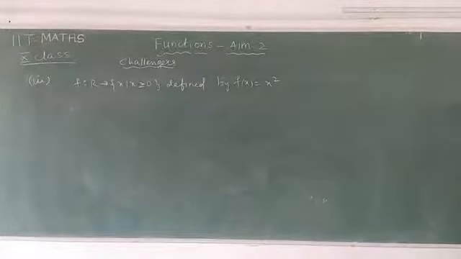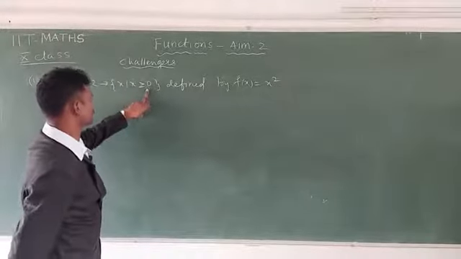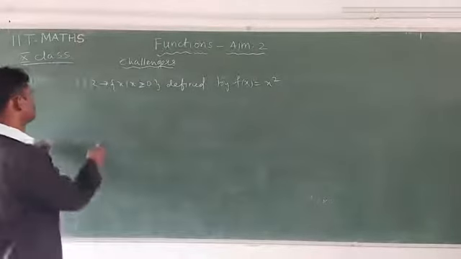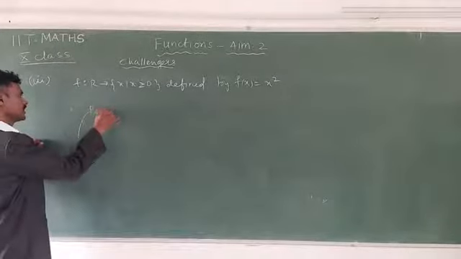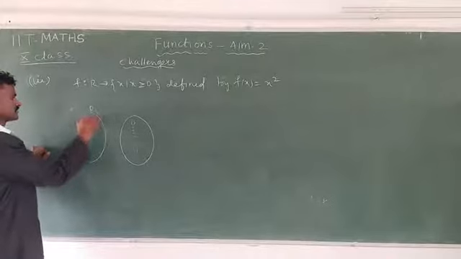Okay, now this is the third one. f is a mapping from R to the set of x such that x is greater than or equal to 0, defined by f of x is equal to x square. Now see here, this is R and this is x greater than or equal to 0, meaning 0, 1, 2, 3, 4 and so on. Okay, this is also 0, minus 1, minus 2, minus 3 and so on, 1, 2, 3.